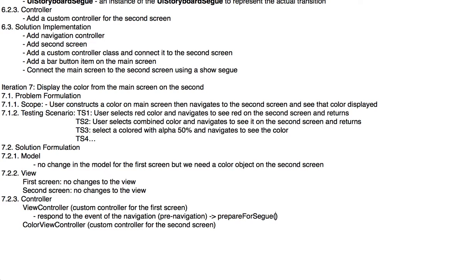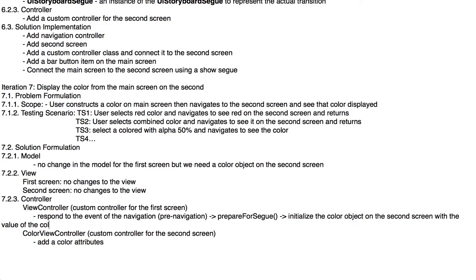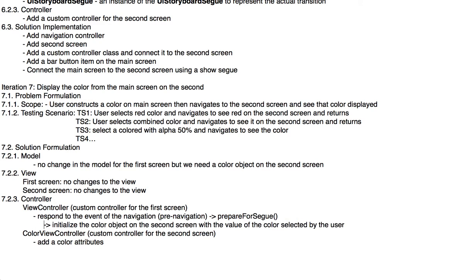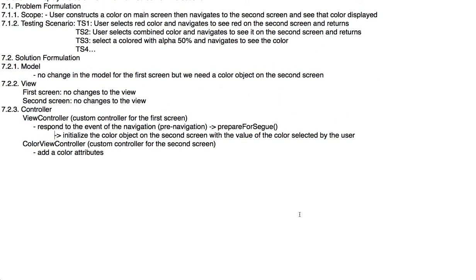So in that function, I need to connect a color on the main screen and send it to the second. To do that, on the second screen, I need to add a color object or attribute. And in the prepare for segue, I need to initialize the color object on the second screen with the value of the color selected by the user or constructed by the user. So that's what I need to do in the prepare for segue. Now we will run into a trouble. We'll talk about it in the implementation because it's going to be difficult to abstract it here. So we'll leave that for now.